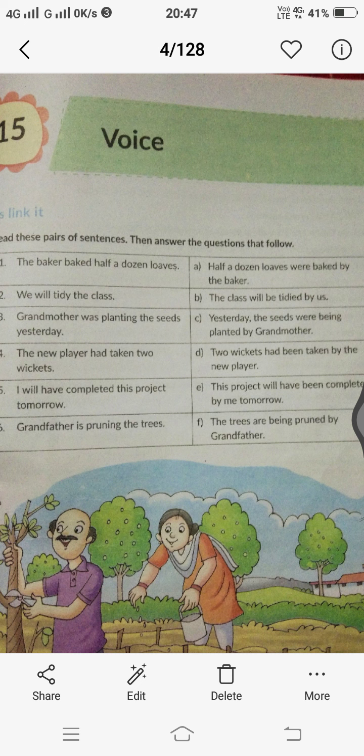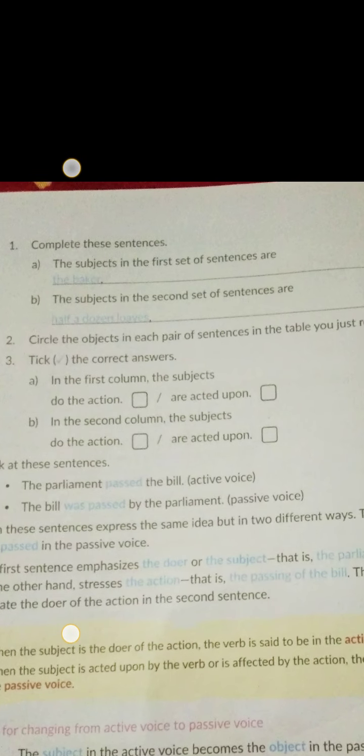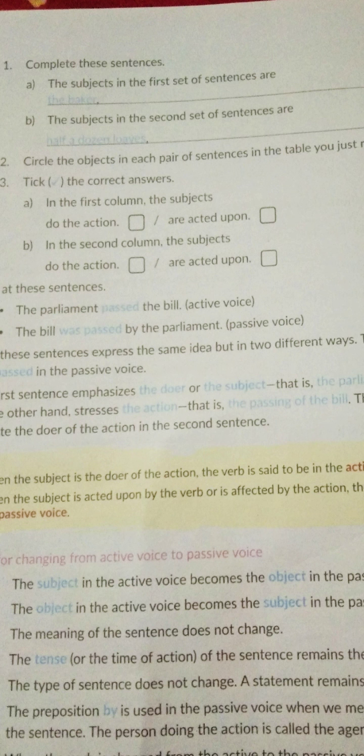I will have completed this project tomorrow. This project will have been completed by me tomorrow. Grandfather is pruning the trees. The trees are being pruned by grandfather. Now here, a question is there to complete these sentences.